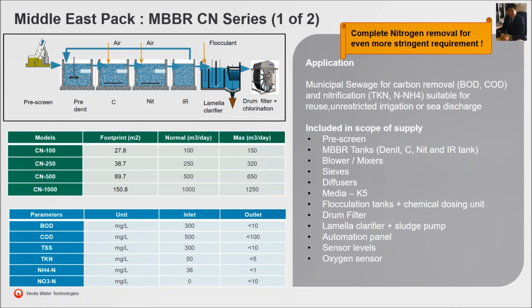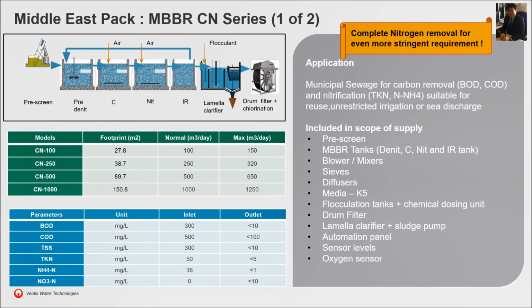For those who are familiar with sewage treatment plants, you know it is typical. We have a pre-denit tank, C again for the BOD, NIT for the nitrification, and then an IR, which is short for internal recirculation, because we are recirculating internally the nitrate, which has been produced by nitrification, into the pre-denit to do the denitrification. And the rest is the same: lamellar clarifier with flocculant and drum filter with chlorination.